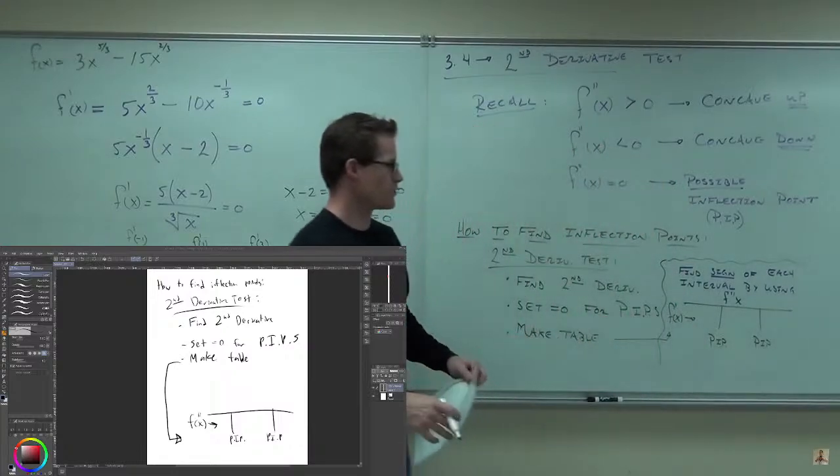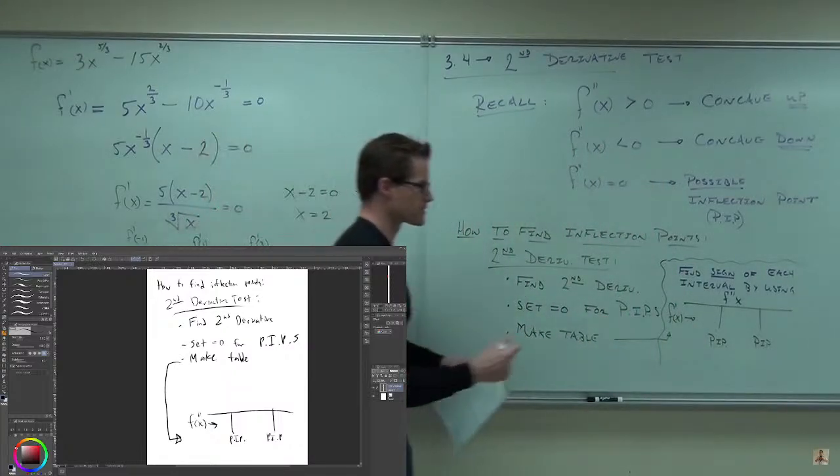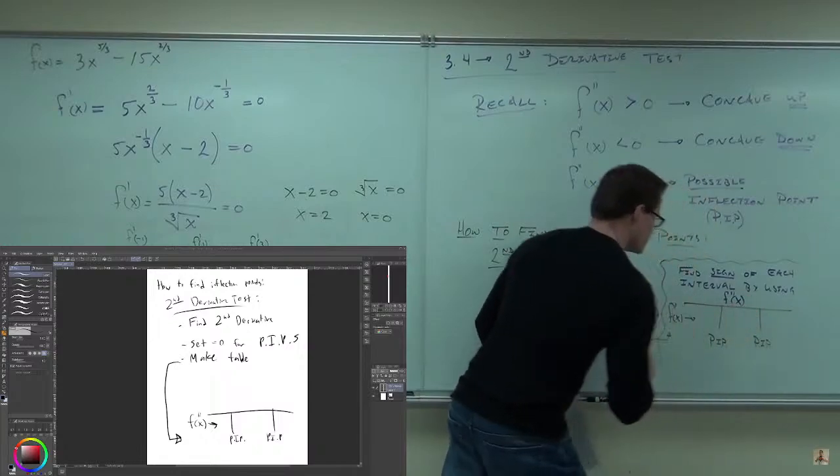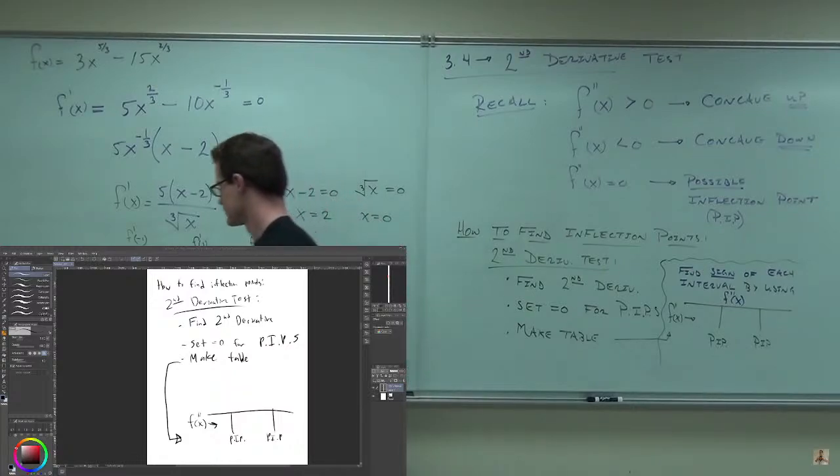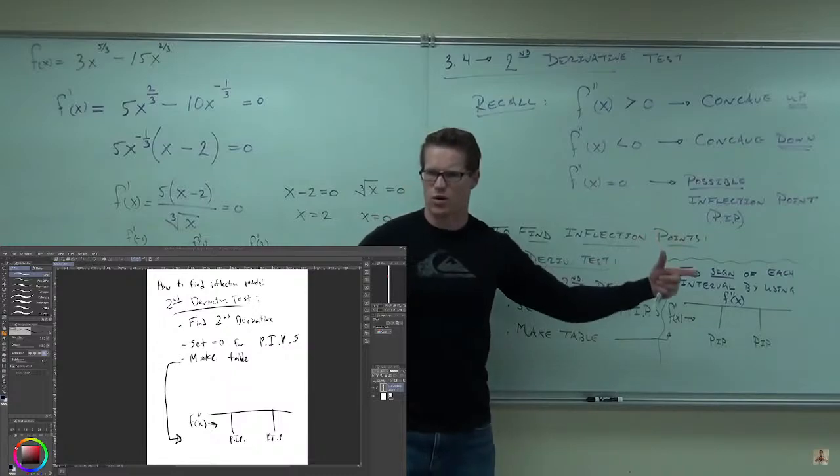Find the sign of each interval by using f double prime of x, the second derivative. Would you like a couple examples on this? Are there any questions before we do that? Does it make sense why this is going to work?